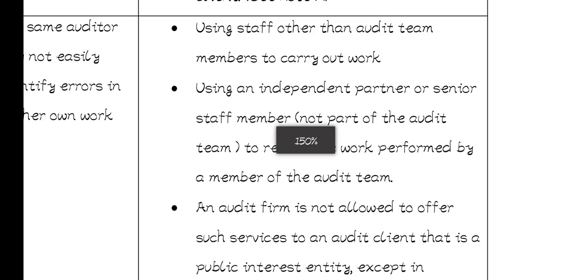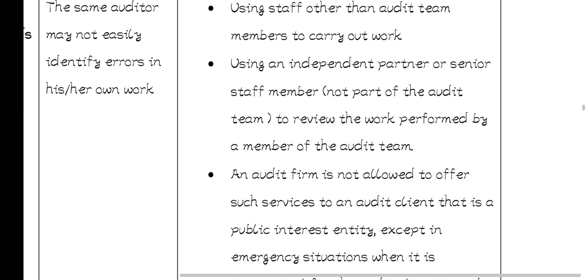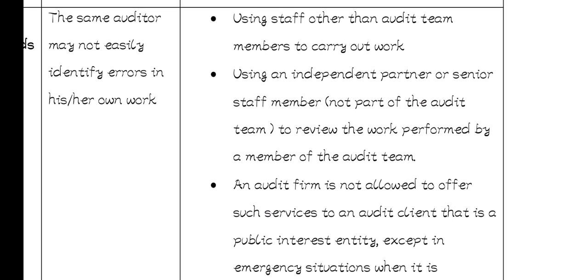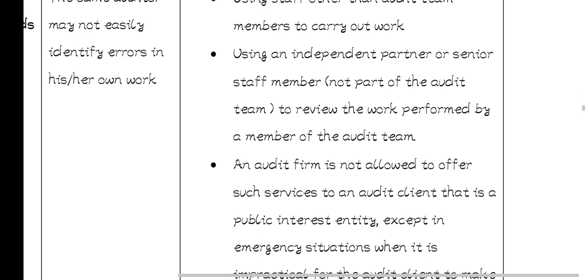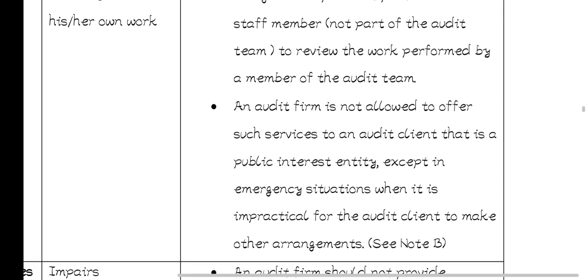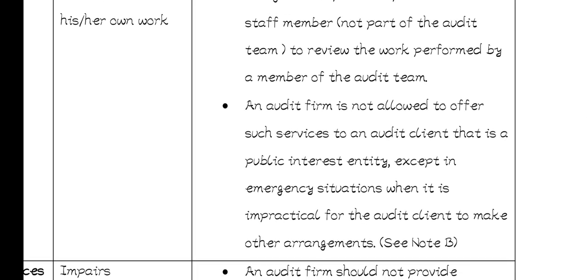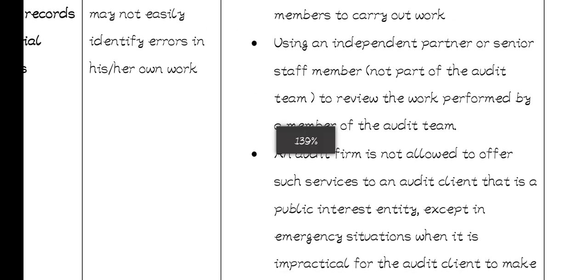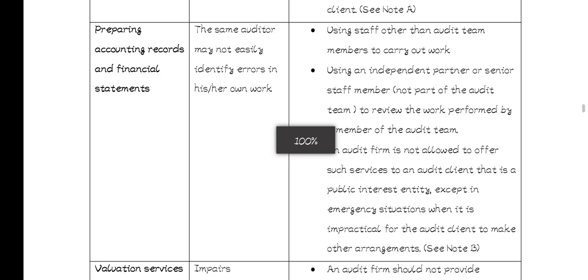Yeah, so those are the safeguards. Like you use your staff to keep the books and prepare financial statements. Then you get the independent partner to review the work performed. Then an audit firm is not allowed to offer such services to an audit client that is not a public interest entity, except in emergency situations. We shall look at the emergency situations.